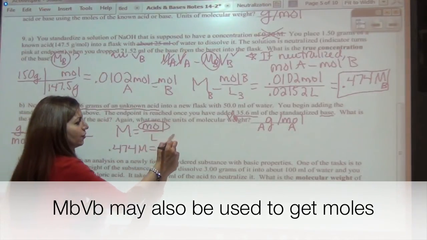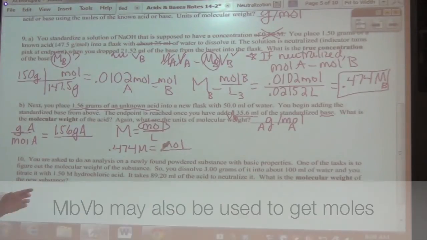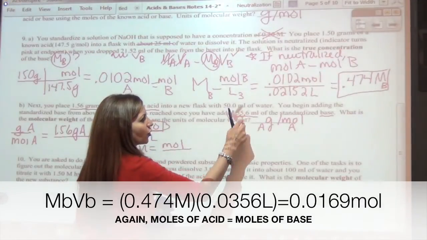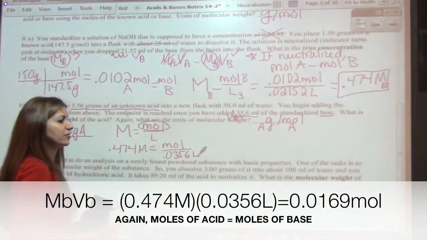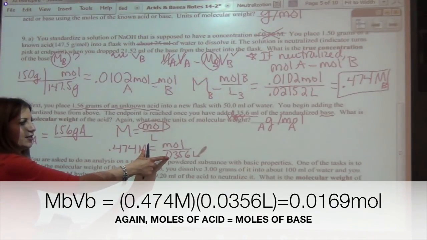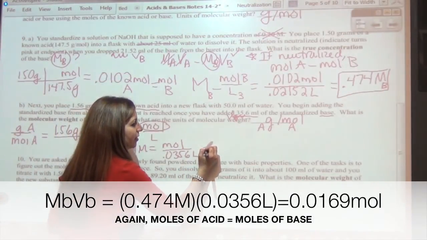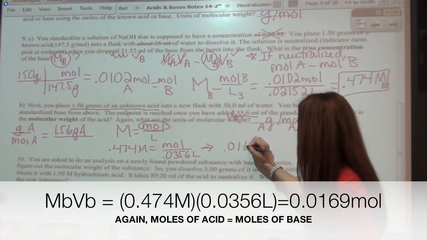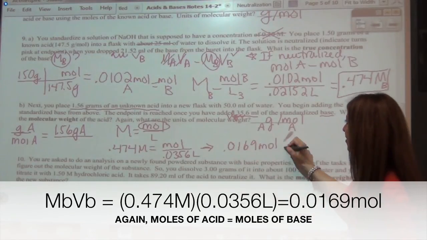0.474 is equal to moles over, do I know how many liters of my base I used? Well, I know milliliters. How can you get liters? Yep, go three places to the left. So 0.0356 liters. And if you multiply the two of these together, you're going to get your moles. You cross multiply them. And so that ends up equaling 0.0169 moles. Awesome. And this is my moles, in this case, of my base.